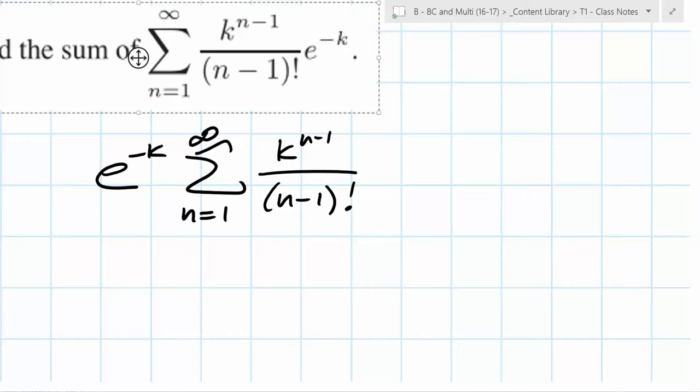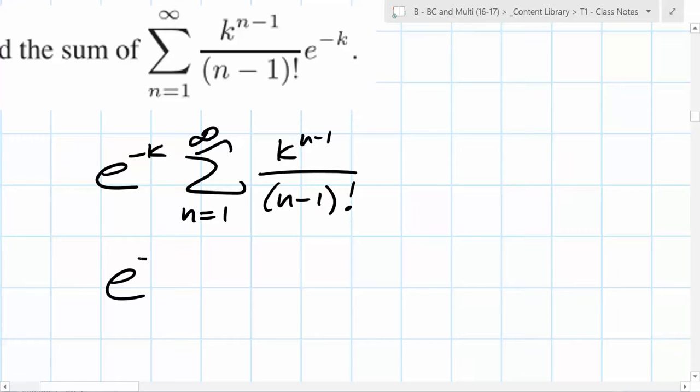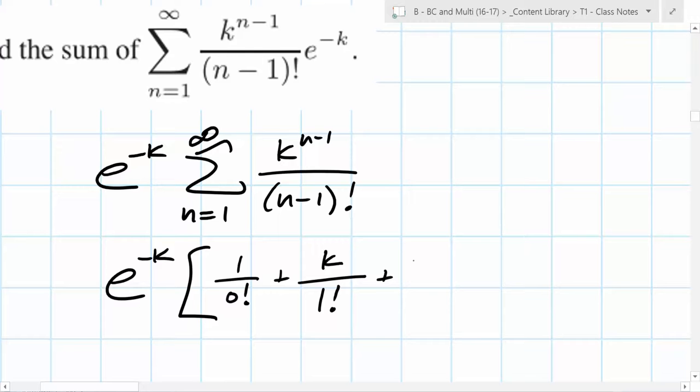What can you always do with summations if you're totally stuck? What could you start doing? What did you say, Soma? Let's write out the terms. This is e to the negative k times what? Plug in 1. What do you get? You get 1 over 0 factorial, which is a fancy way to say what? 1. Plug in 2. What do you get? K over 1 factorial plus, what's the next term going to be? Over 2 factorial. What's the next term?